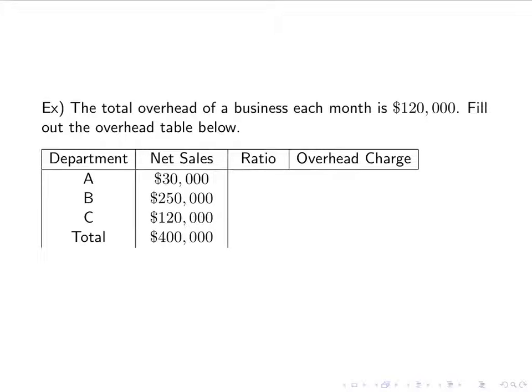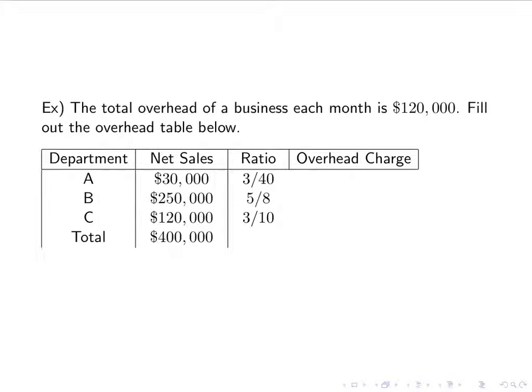To find the ratio, again, I'm going to take the net sales for the department, divide it by the total net sales. I can cancel 4 zeros in both the top and the bottom, and I'm left with 3/40. I do the same thing for Department B, 250,000 divided by 400,000. That will simplify down to 5/8. And then for Department C, we should be getting 3/10. Make sure your ratios are fully simplified and again exact. So I'm keeping the whole entire fraction there. I'm not taking any decimals.